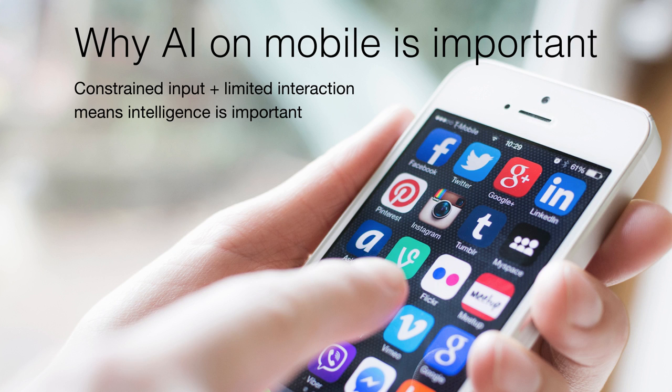Really, one of the first reasons why AI on mobile is important is that on mobile you have very limited input compared to desktop. You've got these tiny screens and you're sort of jabbing at them with your fingers. But also, we have a wide variety of sensors in mobile devices: motion, audio, compass, GPS, camera.